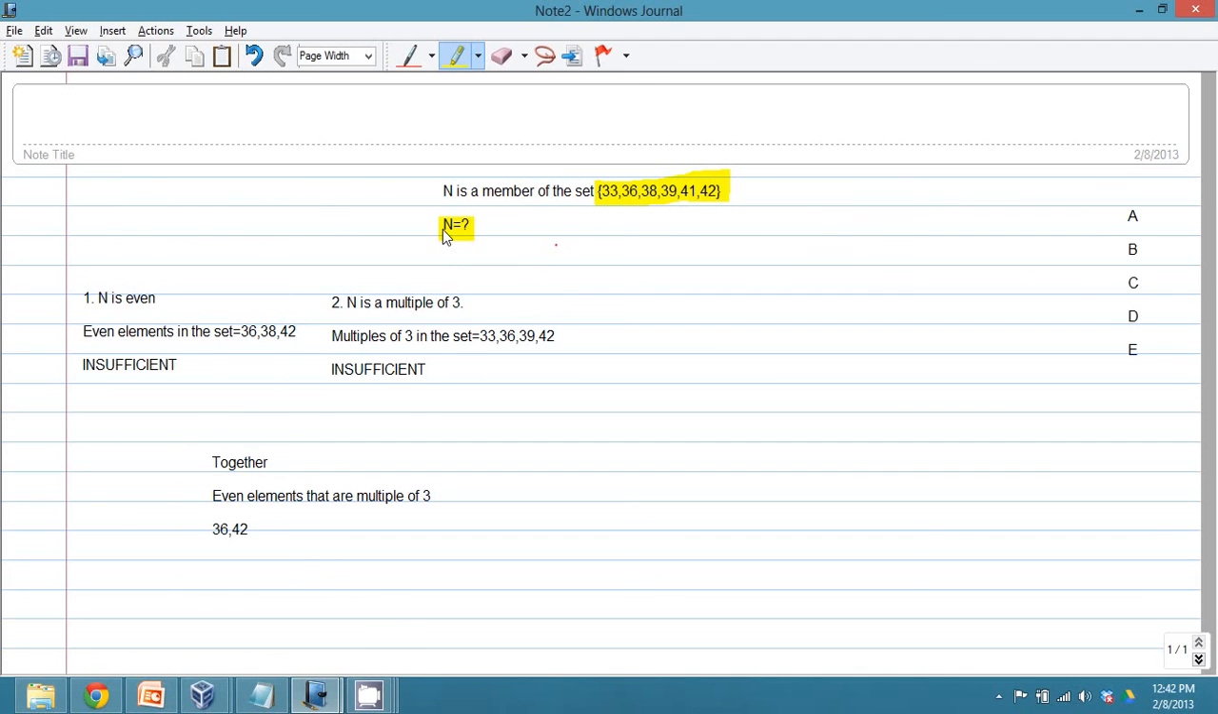So the first statement says n is even. So just scribble down the even elements in this set. There are 3 elements. We are not sure which of these 3 elements n is.